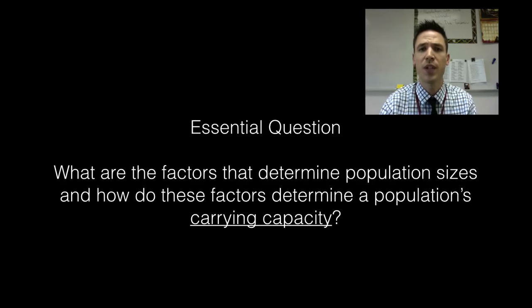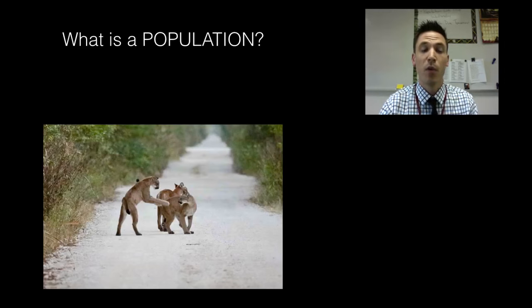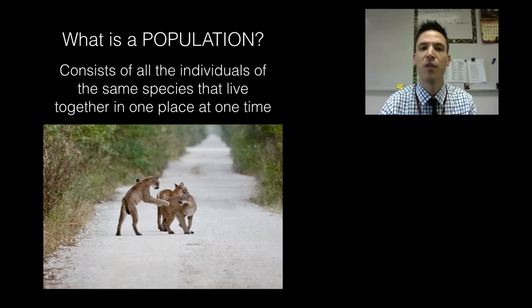Our essential question today is, what are the factors that determine population sizes, and how do these factors determine a population's what's called a carrying capacity? I underline that term because you might not know it yet, but you definitely will by the end of this podcast. Before we can start, you want to define the term population. A population consists of all the individuals of the same species that live together in one place at one time.